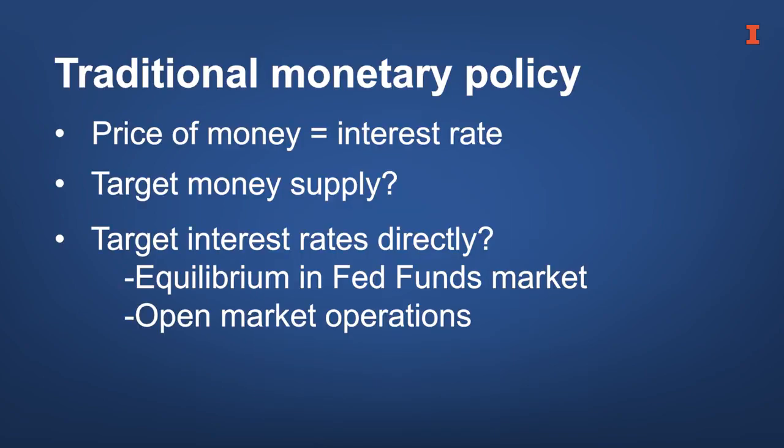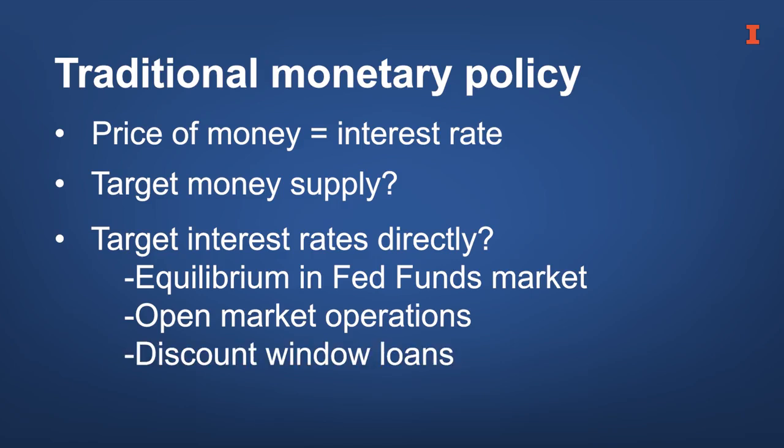To understand how exactly money supply and interest rates are related, we will focus on traditional monetary policy. We will discuss how open market operations directly affect the money supply in the federal funds market. We will see how these open market operations determine the equilibrium interest rate in this market, the federal funds rate. The federal funds rate is the main target interest rate of monetary policy in the US.